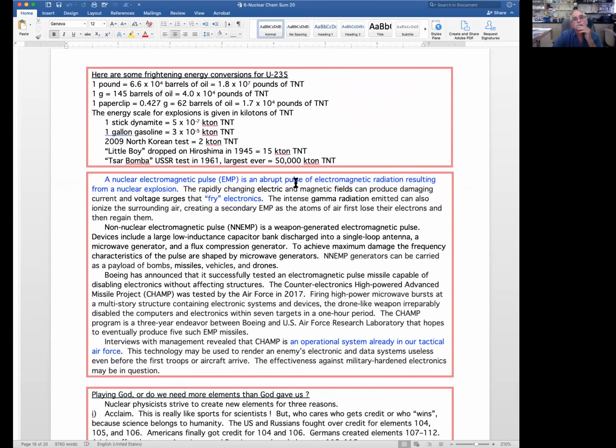So here is some energy conversions. I think I gave you this one or somewhat close to it. Oh, here, I gave you that one before. Okay. So a stick of dynamite is about 5 times 10 to the minus 7 kiloton of TNT. A gallon of gasoline is almost 100 times more powerful.